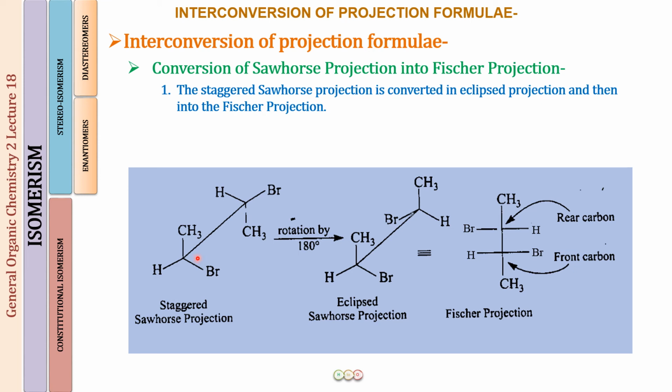So here in the example, the compound that I am having is carbon number 1, carbon number 2, carbon number 3, carbon number 4. That means this is butane. And at position number 2 and position number 3 we have a bromine. So 2,3-dibromobutane is the name of the compound, and this is the staggered sawhorse projection.